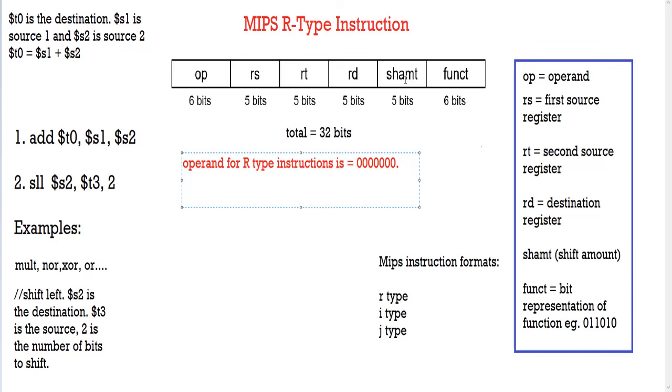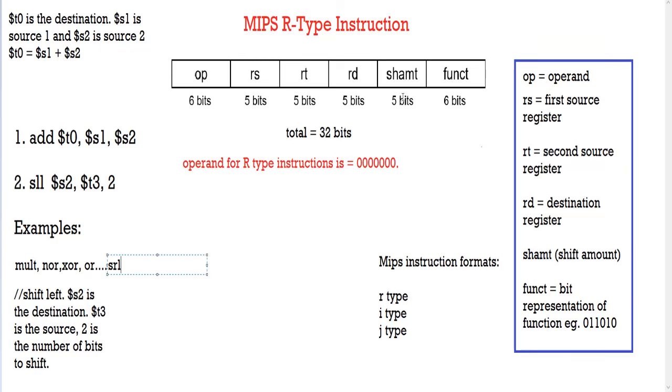The shift amount: when we're using instructions like shift left or shift right, and shift right is SRL, by the way, so you should know that too, we're going to need the shift amount. So for this instruction, the binary representation of 2 will be put in this space.